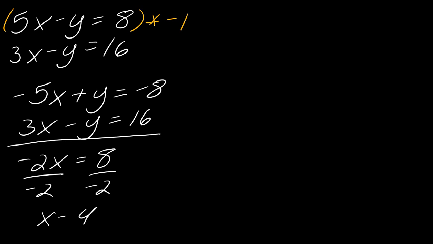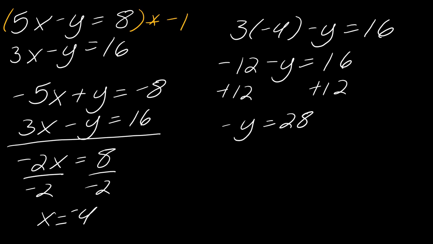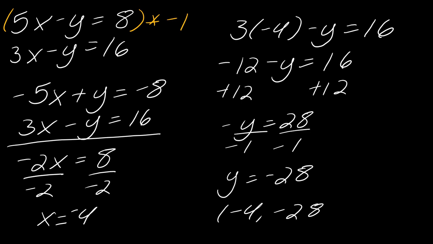And then I just have to solve for the other one. So let's see. Oops, sorry, this should be x equals -4. Sorry, my pen didn't work. Okay, so now let's plug this into, I'll just plug it into the second equation. So this will be 3 times -4 minus y equals 16. So this becomes -12 minus y equals 16. Add the 12 to both sides to get -y equals 28. And then divide both sides by -1 to get y equals -28. So my solution will be -4, -28.